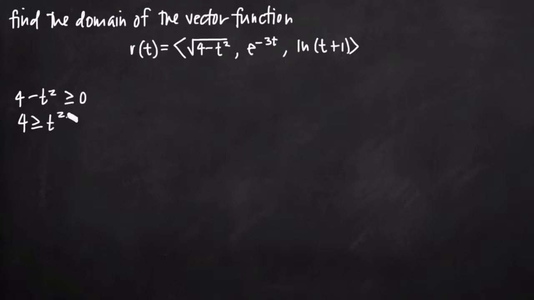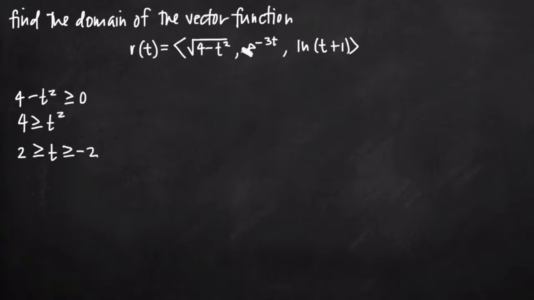When we take the square root of both sides to get t on its own, we get a positive 2 on the left because the square root of 4 is positive 2. But because we're taking the square root, we also have to add the negative 2 value, so we say that t is greater than or equal to negative 2 and less than or equal to positive 2. So t has to be between negative 2 and positive 2 to be within the domain of this first component. Now let's take a look at our second component, e to the negative 3t.